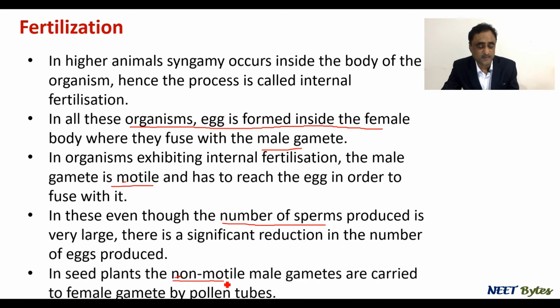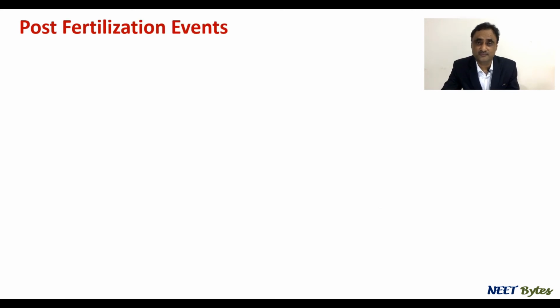If you talk about seed plants, what happens? The gametes are non-motile, okay, and they are carried to the female gamete by the pollen tubes, and the event we call siphonogamy. Okay, this is about fertilization.